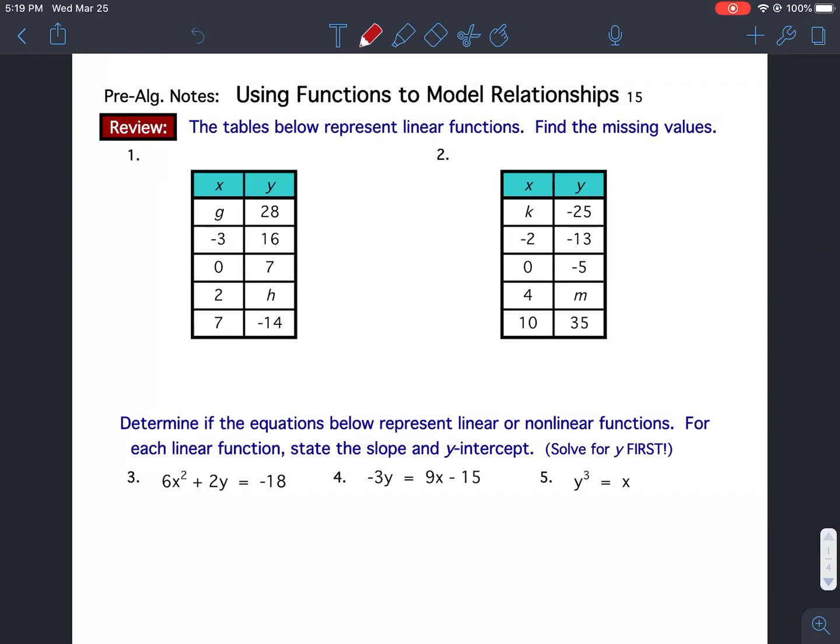Hello students, this is your notes for using functions to model relationships, lesson 15. I was going to have you just copy the notes down from the filled in notes that are on Schoology, but then I just felt like it wasn't going to be enough, that you still needed an explanation, not just to copy down the notes.